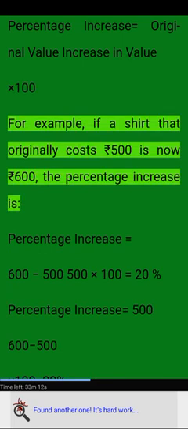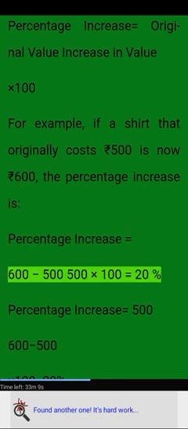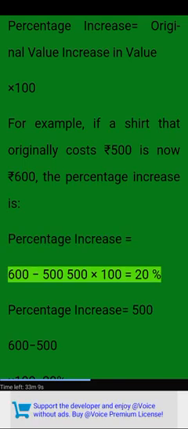For example, if a shirt that originally cost 500 rupees is now 600 rupees, the percentage increase is percentage increase equals (600 minus 500)/500 times 100 equals 20%.